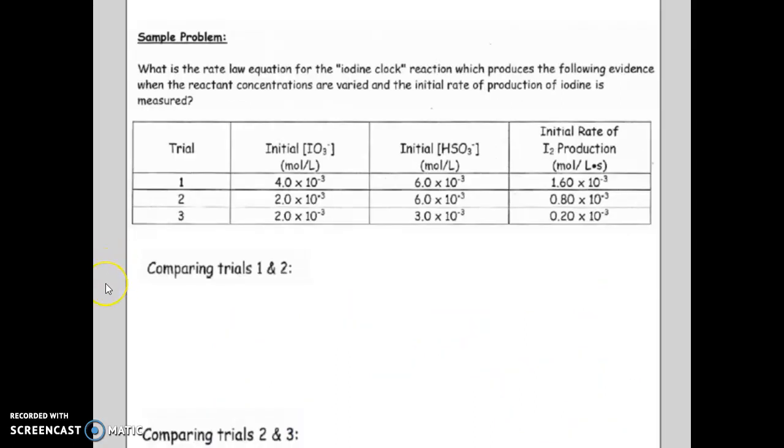Okay, so let's take a look at how we can figure out the exponents once we have this experimental data. We'll look at that in the next part.